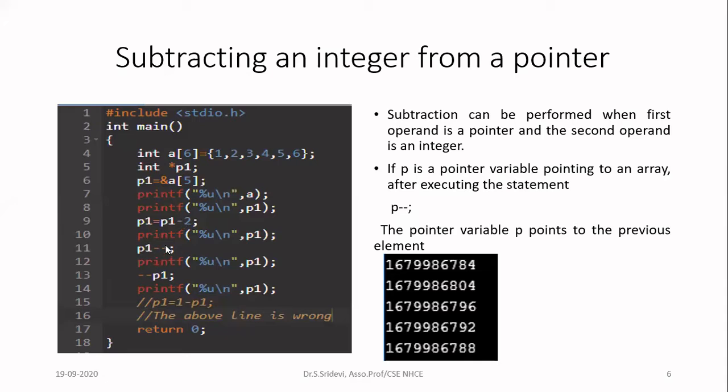Similarly, you can perform prefix decrement as well as postfix decrement on pointers. In both ways, the pointer will be pointing to the previous element. You can perform subtraction on pointers when the first operand is a pointer and the second operand is an integer. This is a very important point. If the first operand is an integer, you cannot perform the subtraction on a pointer. And if P is a pointer variable to an array, after executing the statement P minus minus, the pointer will point to the previous element in the array.